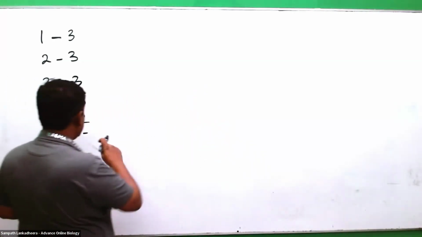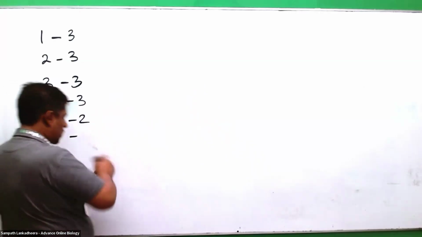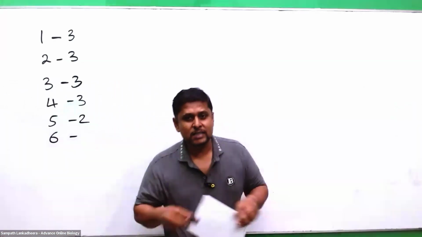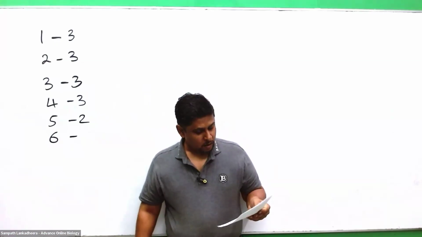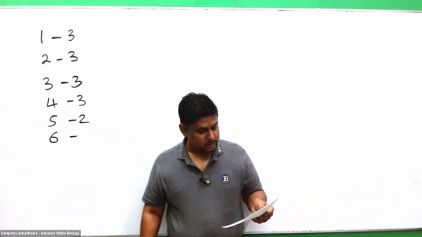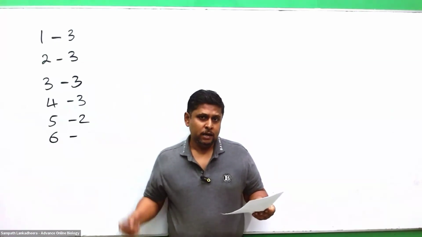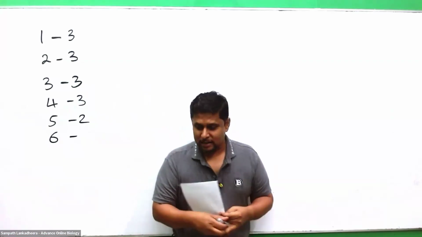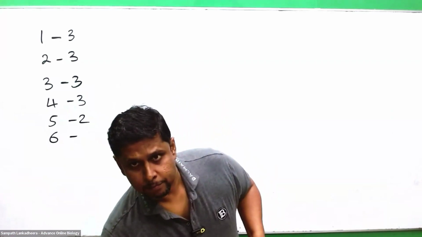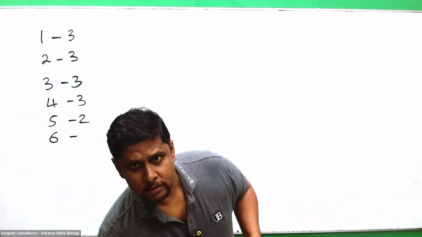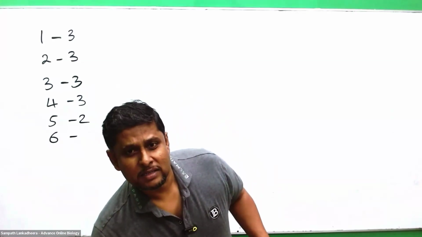Question number 6 in discussion now. Question number 6, pressure potential in plant cells. So please send the paper there. I sent it once.